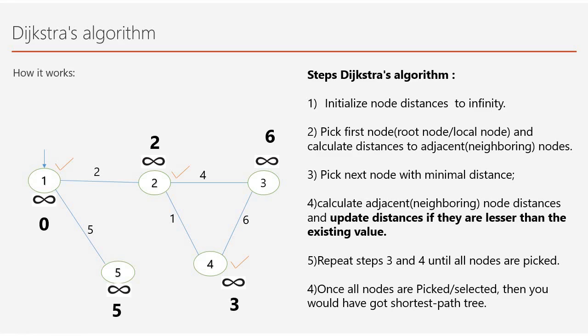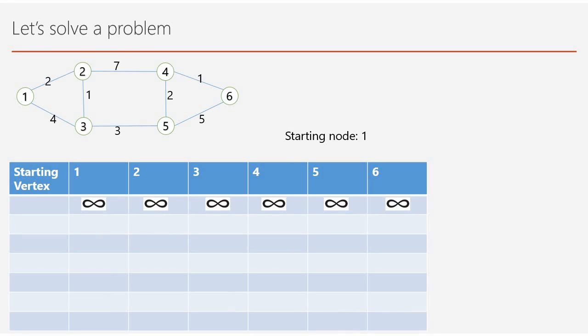Once I select that, from there the neighboring nodes are 2 and 3. 2 is already selected or visited. So the remaining is the third node. I have a weight 3 on node 4. To reach node 3, 3 plus 6 would be 9. I should not update the 9 because 9 is not lesser than the existing value, which is 6. Yes, I hope you got it. Then let us solve a problem on this.